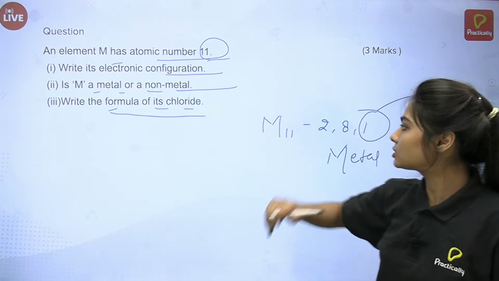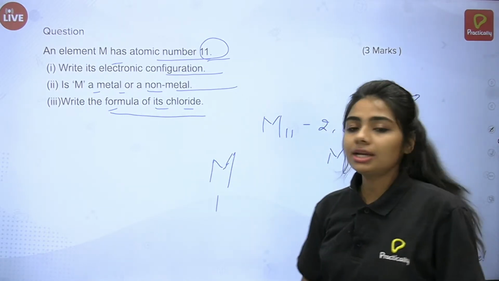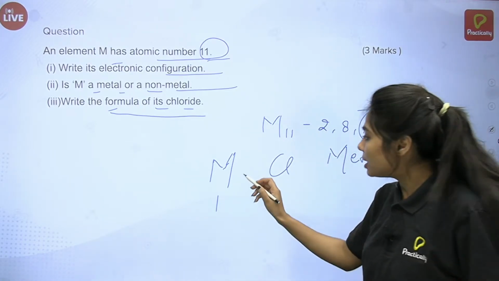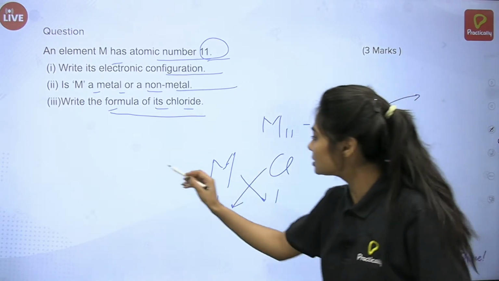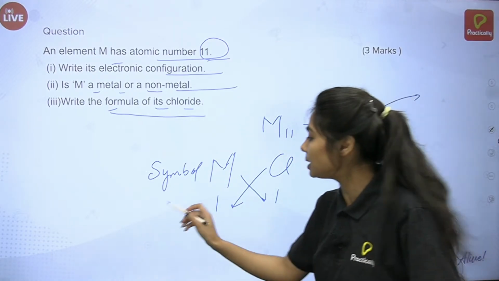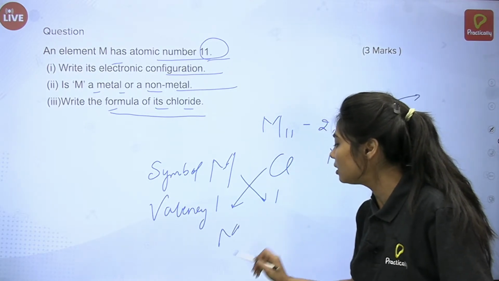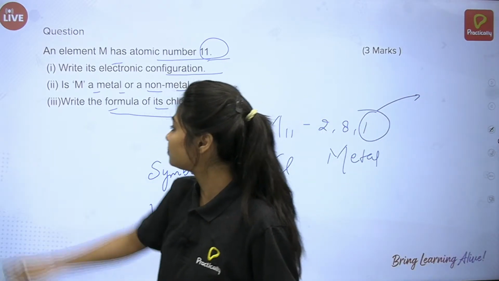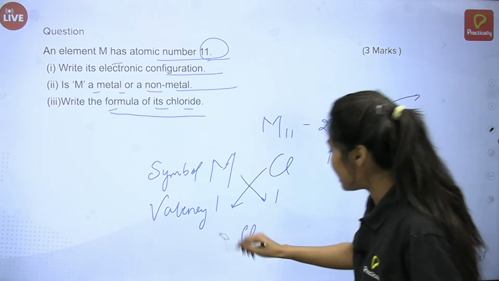Write the formula of its chloride. Now, the valency of this metal is 1, and we need to write the formula of its chloride. Chlorine also has a valency of 1. Now, for M and Cl, you can just cross multiply. This is how we write the chemical formula. First we write the symbol of the element, then the valency, then we just cross multiply. We get the chemical formula of that compound. So it is MCl.